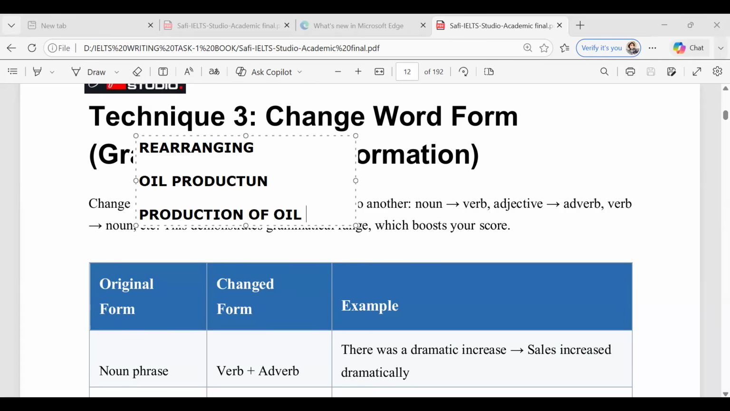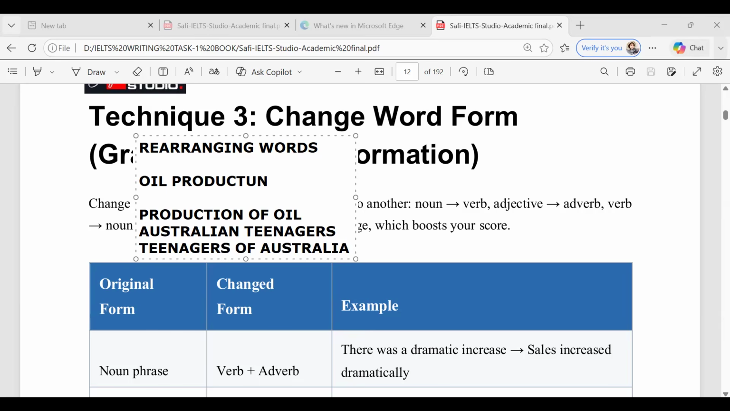Ignore the spelling. ऑयल प्रोडक्शन, so can I say production of oil? कह सकता हूं। Yes, sir. इसे हम क्या कहते हैं, straight away we call it, this is called rearranging words. देखिए, मैंने आप लोग को ये बता दिया कि it can be changing word, changing sentence structure। एक तो जुमले का स्ट्रक्चर हम चेंज कर सकते हैं, एक हम वर्ड फॉर्मेशन कर सकते हैं, एक हम रीअरेंजिंग वर्ड्स भी कर सकते हैं ना। फॉर एग्जाम्पल, यहाँ पे उन लोगों ने लिखा है ऑस्ट्रेलियन टीन एजर्स। तो कैन आई राइट टीन एजर्स ऑफ ऑस्ट्रेलिया, लिख सकता हूँ ना? Yes.